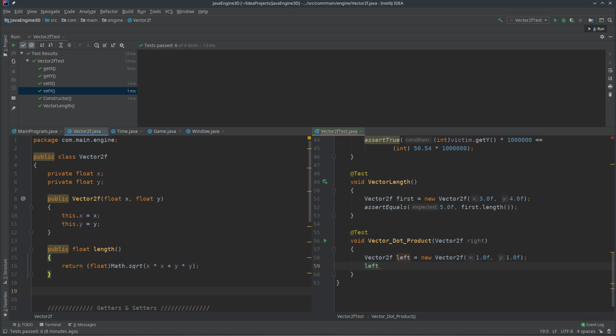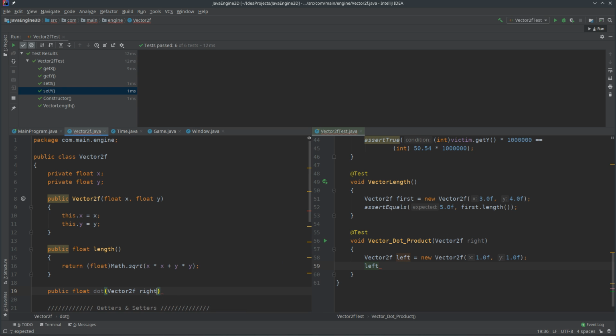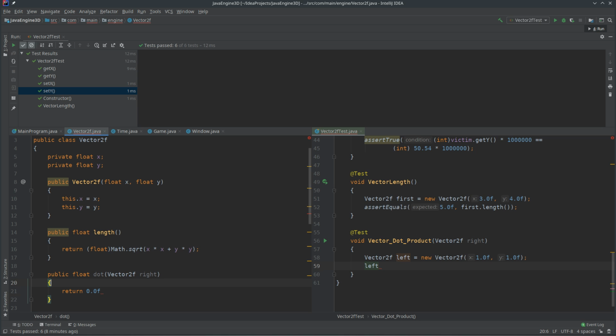So this is going to be public. Remember, you've got to get a negative before you can get a positive. So it's going to be dot vector to f right. That'll do. And it's going to return a value. 0.0f. I always start with 0.0f. It's a nice number. It's easy to recognise.